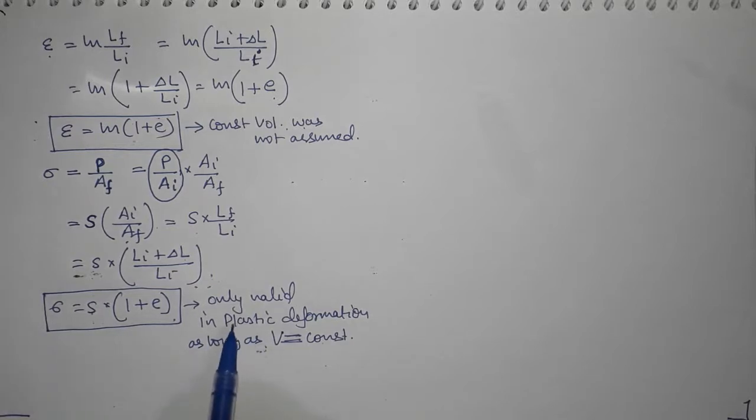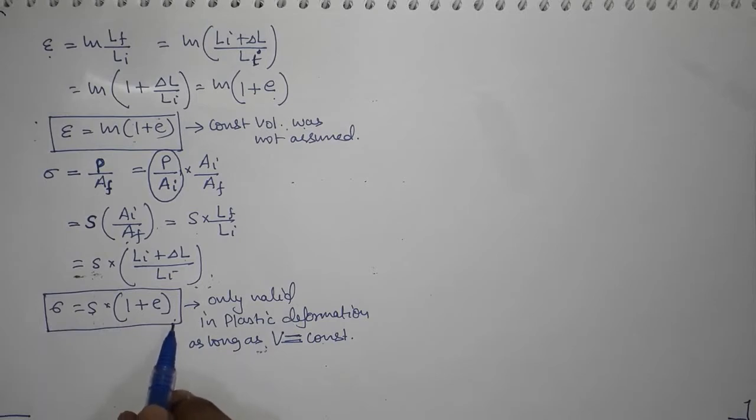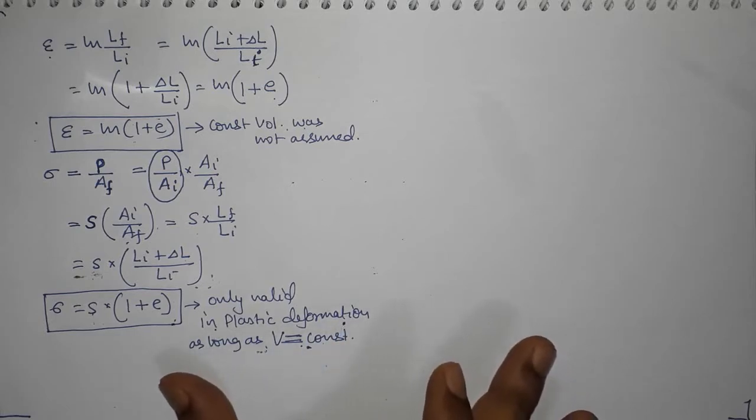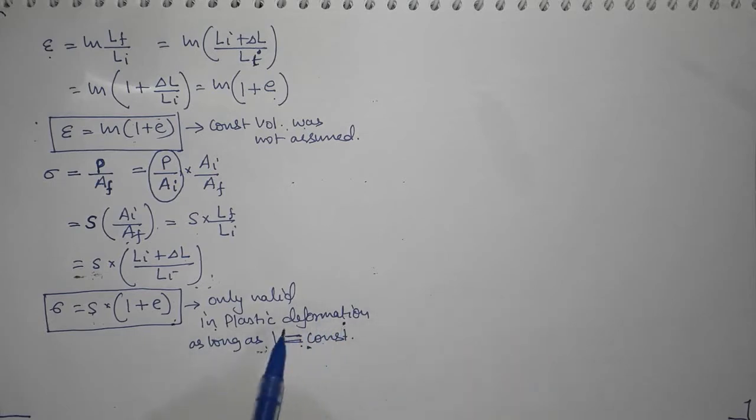So the important point here is that this relationship is valid only when there is constant volume, and in plastic deformation as long as there is no damage. As long as that does not happen, this relationship will hold good. Okay, so now what happens when we test that material? So you remember that specimen we put.